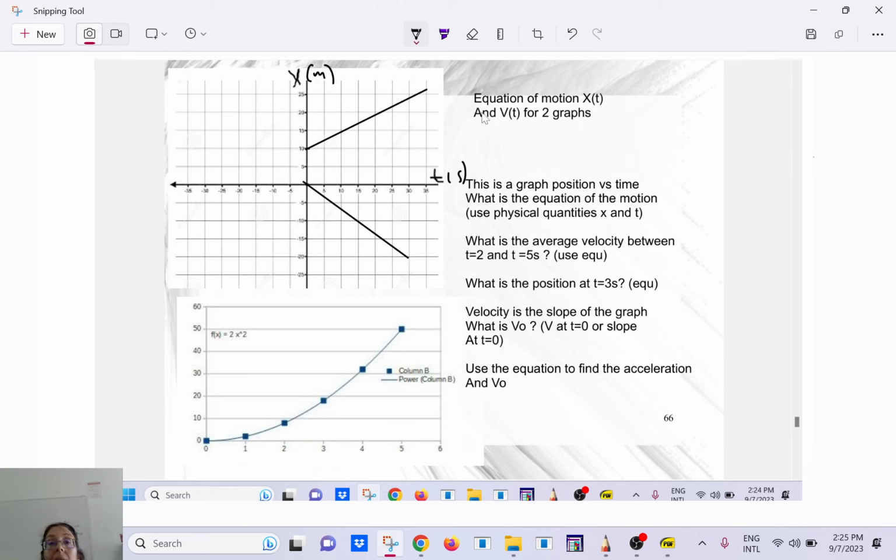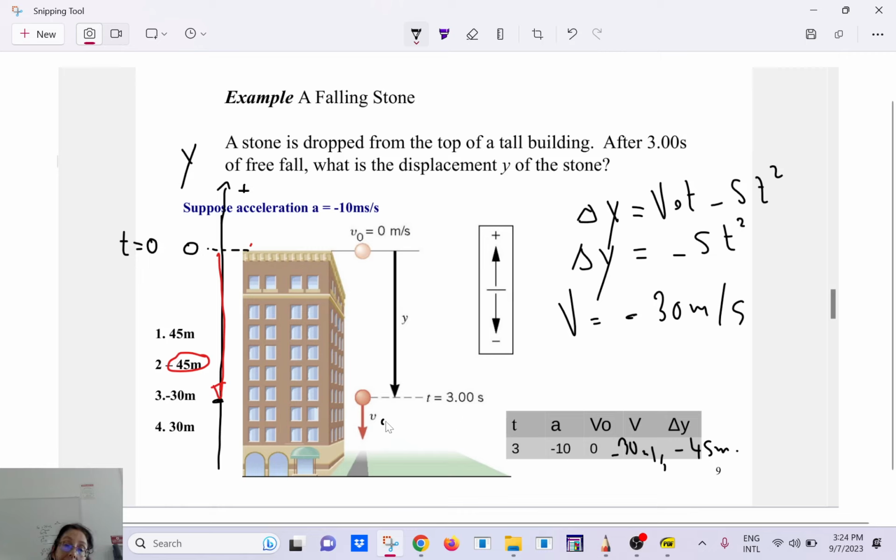What about the velocity? You do minus 10 every second, right? So after 3 seconds, it's going to be? Yes, negative 30. So it means that this is 30.